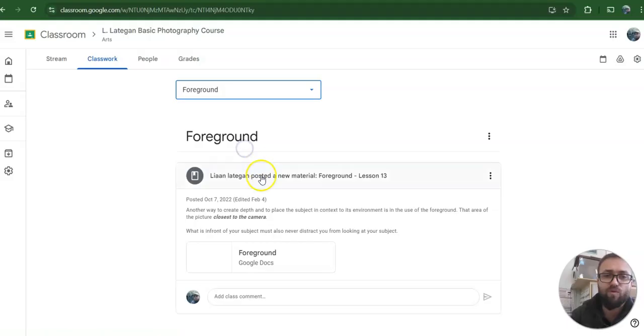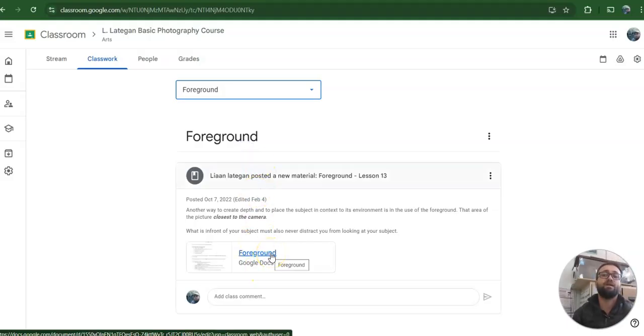Then we have something called foreground. Now, another way to create depth and to place the subject in context with its environment is in the use of foreground. That area of the picture closest to the camera. What is in front of your subject must never distract you from looking at your subject. So let's have a look and see.